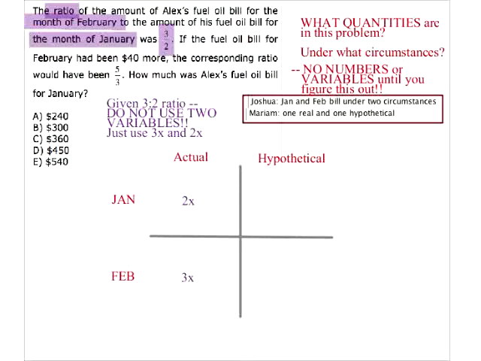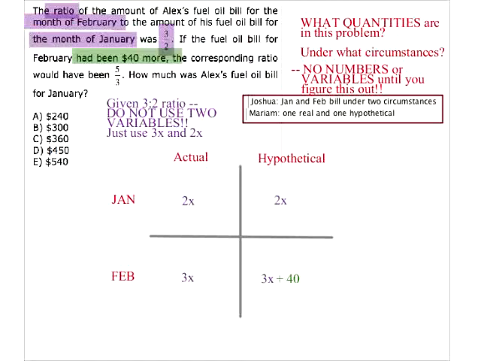If the fuel oil bill for February had been $40 more, so hypothetically $40 more than that, so that means we're taking a 3x and we're saying it's hypothetically $40 more than that. And then there's no change in the January bill. You're not hypothesizing any change in the bill for January. So the bill for January is still 2x.